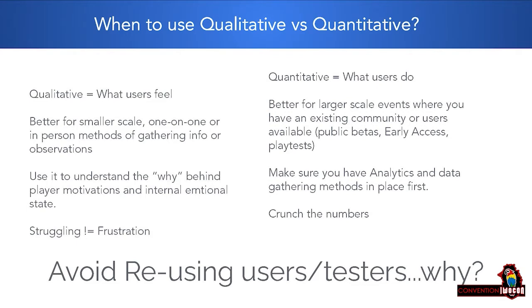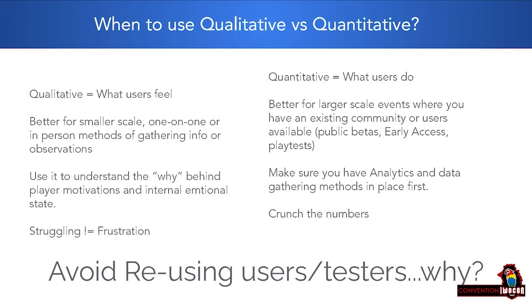And this is better for larger scale events where you have an existing community or lots of users available, such as public betas and early access playtests, where you can get a ton of analytics at scale and quickly crunch those numbers and see what people are doing. Make sure that you have analytics enabled first before you do these big playtests, so that you're maximizing that opportunity to get all of that data and crunch the numbers afterwards. That's how you can do the analysis.